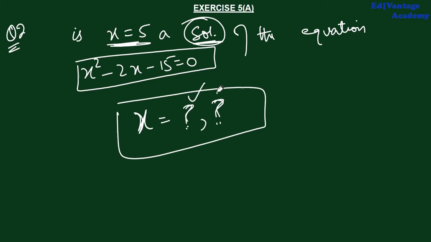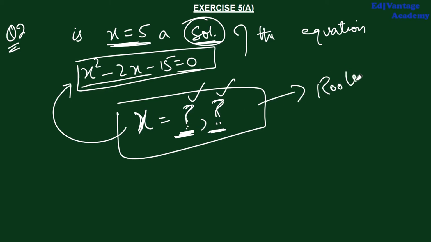Now, those two values are such that if you put them back in the equation, the LHS should come equal to RHS. I repeat, those two values of x, or you can say the solutions of x, are also called roots. Those two values are also called the roots of the equation. Roots of the equation means those two values of x.